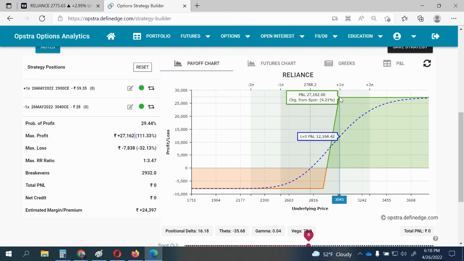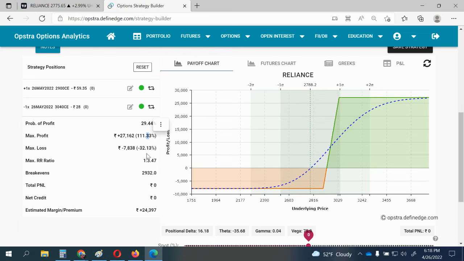For you to get 27,162 profit in equity, Reliance has to make a move of 111%. And for the debit spread, Reliance has to make a move of only 9% to get 110%. All right, hope I'm clear. So this is the beauty of debit spreads. Many of you might be having a concern about this 32%. So I'll come to the loss part.